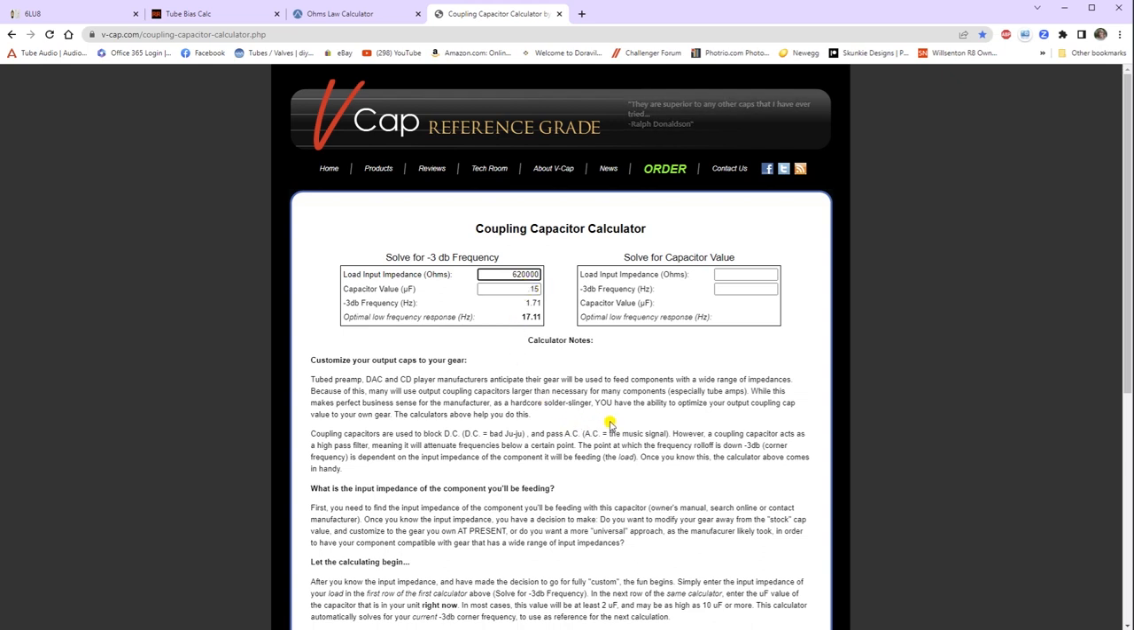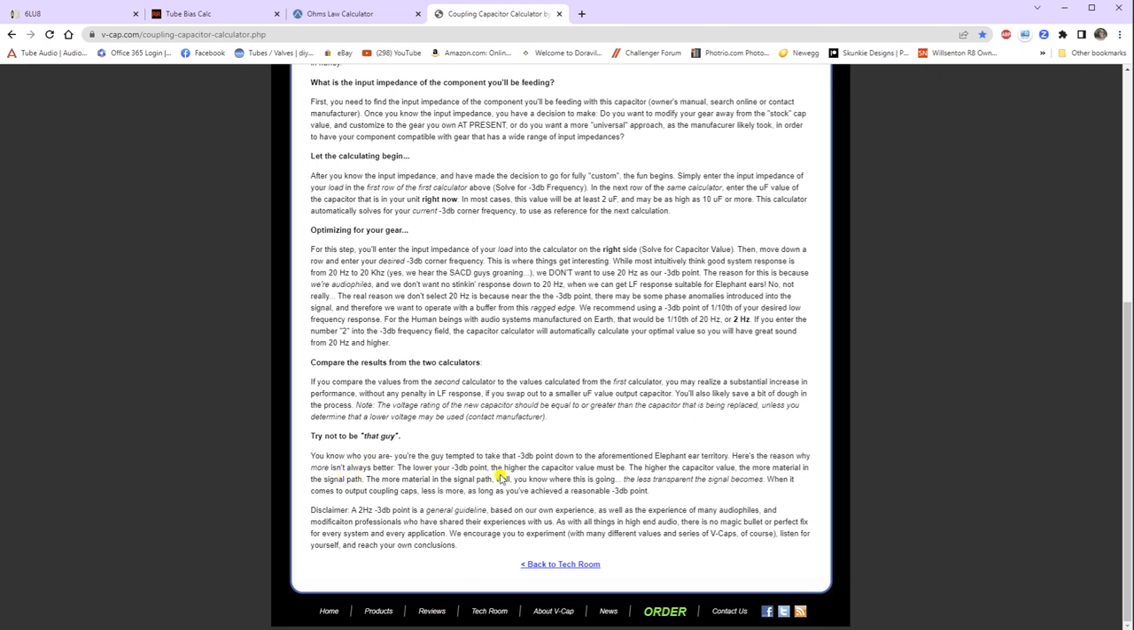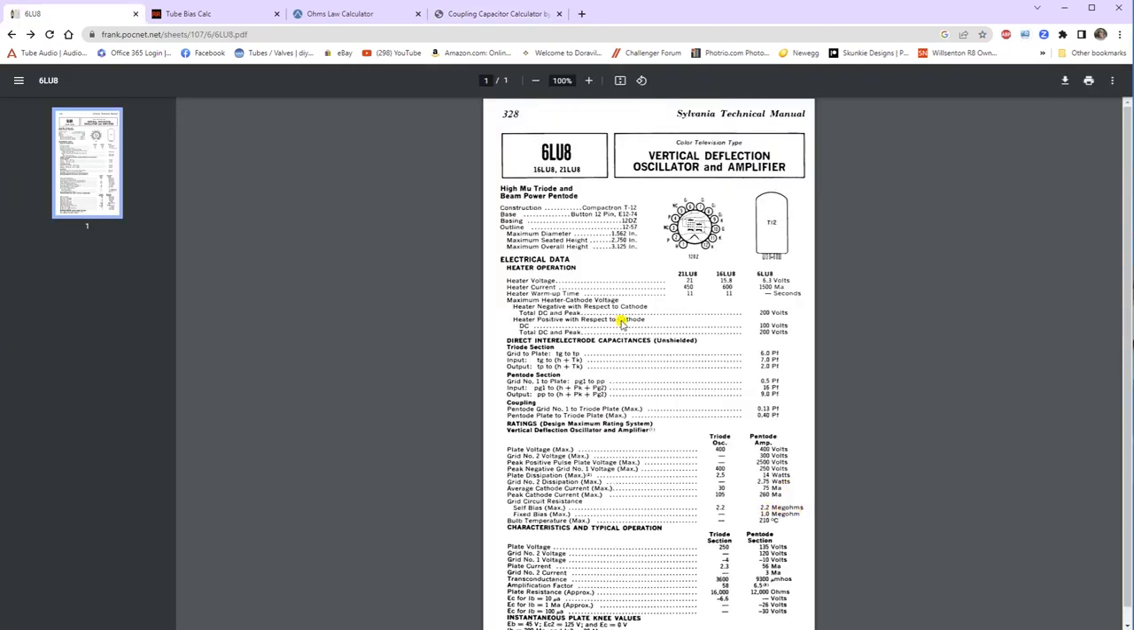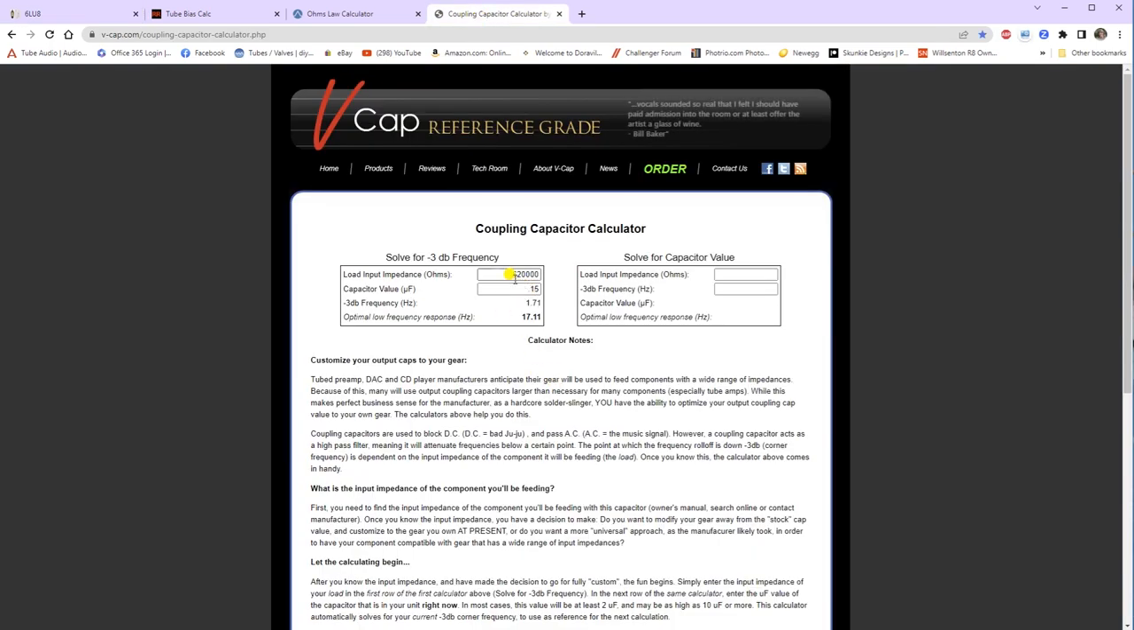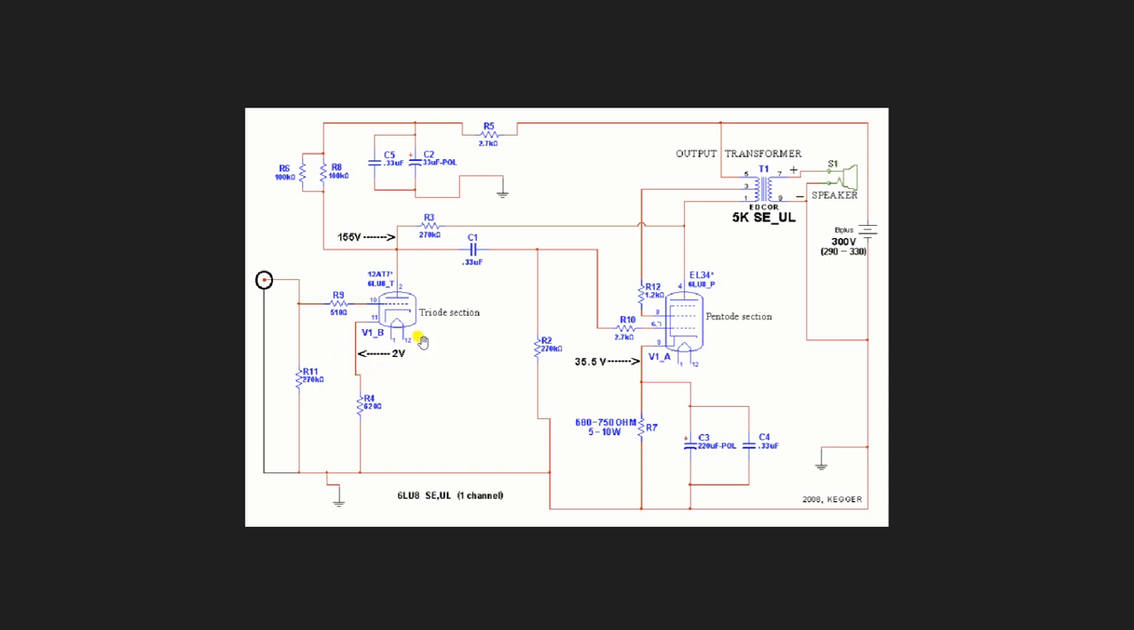And again, I really feel like the smaller coupling caps give a crisper sound than those larger ones. They even talk about that down here. The higher the capacitor value, the more material in the signal path. More material in the signal path, well, you know where this is going, the less transparent the signal becomes. So again, it's showing it can be 2.2 megs, so I think we're perfectly safe going to a 620K or something around in that range that's an available resistor, and going with 0.15 UF coupling caps, which should make the amp sound better. We know we want 2 volts here.